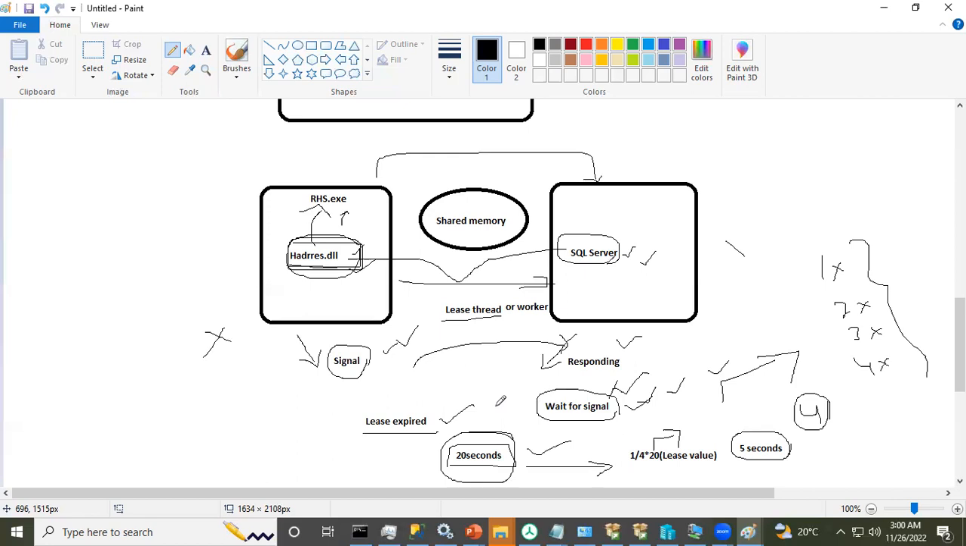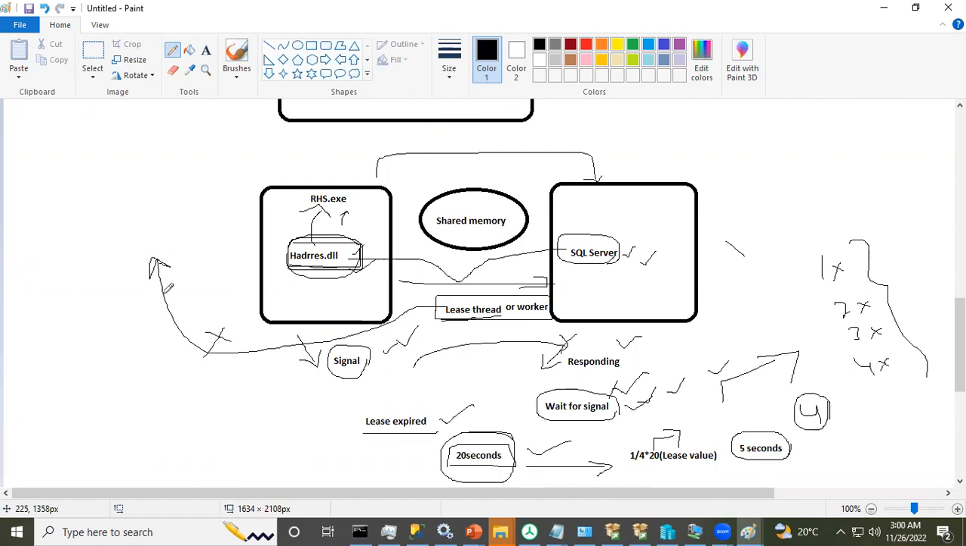Right. As I said, the lease is monitored by a separate thread called the lease thread. Every operation is performed by a worker, or thread. The same thing is also performed by a thread called the lease worker, right? So one thing to remember, it is a dedicated thread, right?